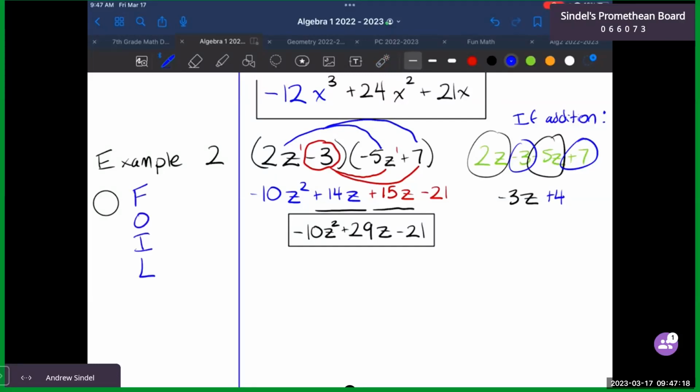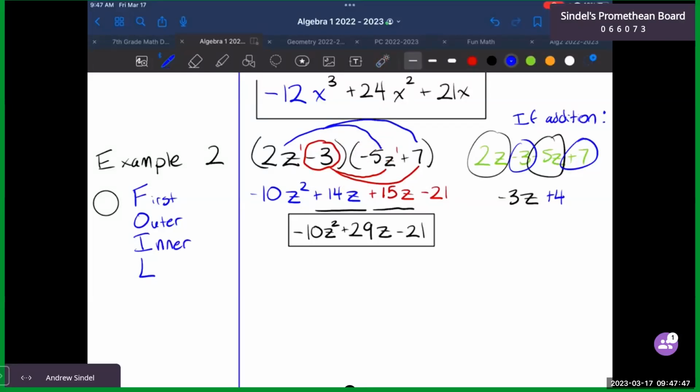It says FOIL because you do this one. Isn't this the first term and the first term, and we multiply the first terms? Yeah. So you multiply the first terms, and then what do we do next? Then we did this term and this term, the outer terms. And then what do we do next? We did -3 times -5. So you do these inner terms: first, outer, inner, last, and then the last term.